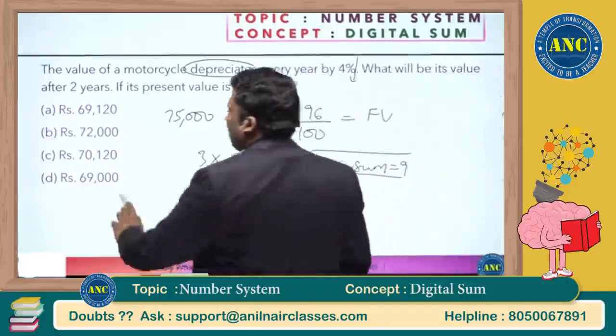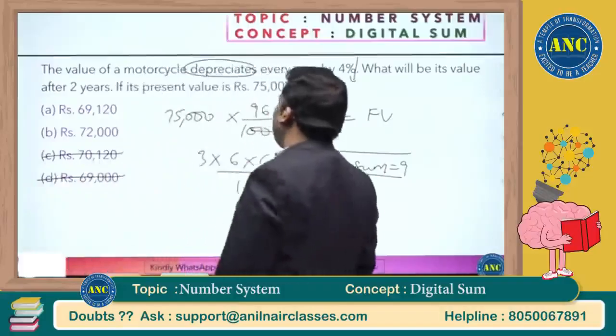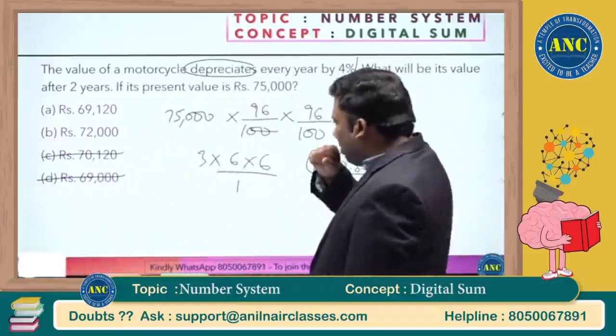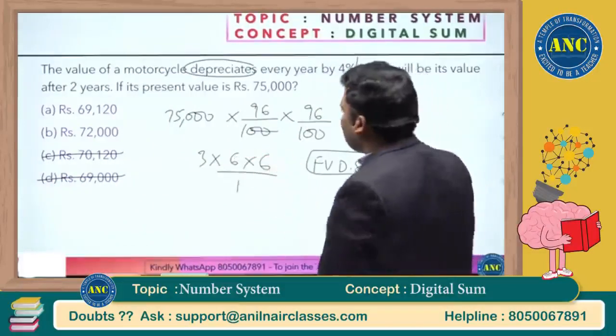Now see here. This is 6. This is 1. It is not possible. The next one, now see here. 3 into 6 into 6.